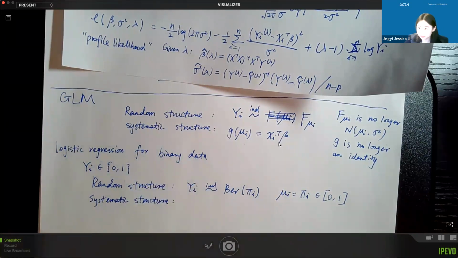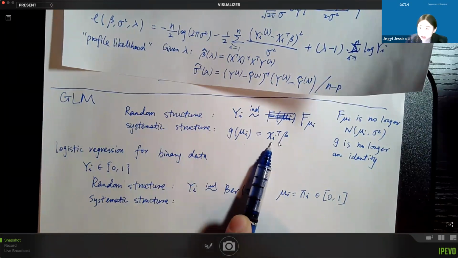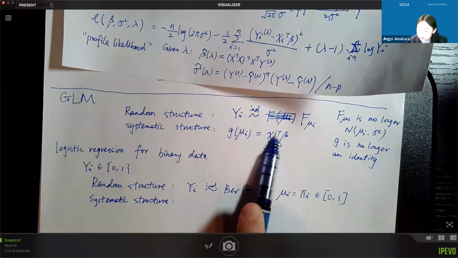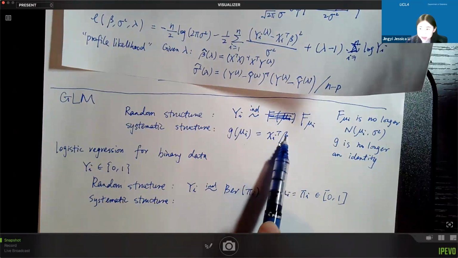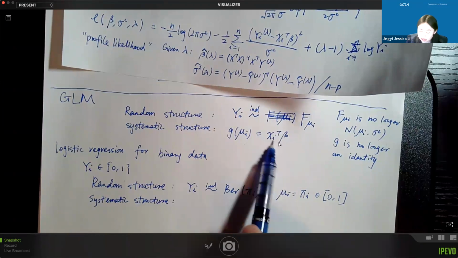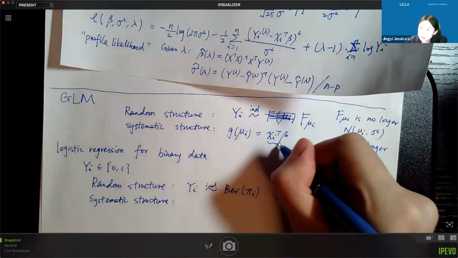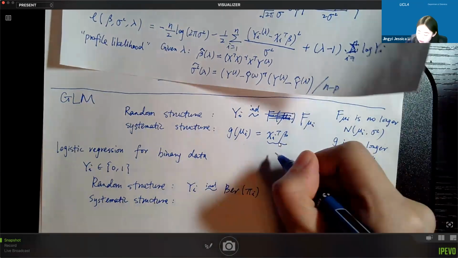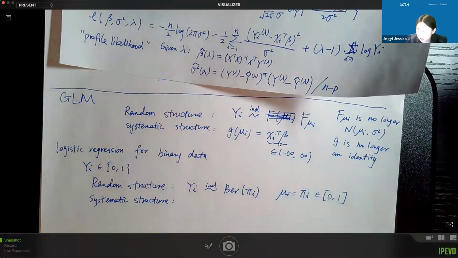Think about the systematic structure. For each pi I, we're going to link it with the linear part, xi transpose beta. The predictors can take any values, right? Any real numbers can be our predictor values. And we don't have any constraint on beta as well. So you could see that this xi transpose beta part, its possible value is from negative infinity to positive infinity, or the real line.